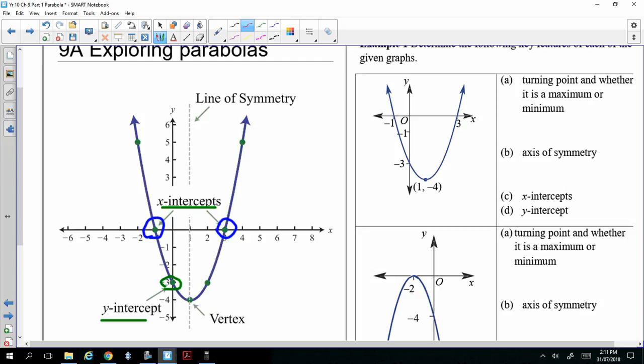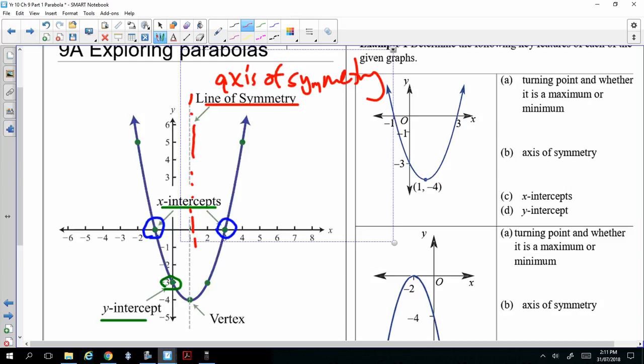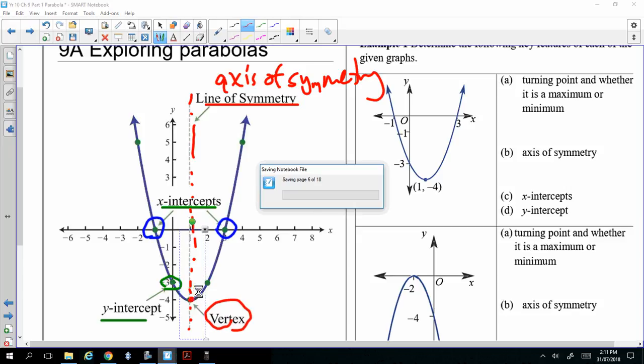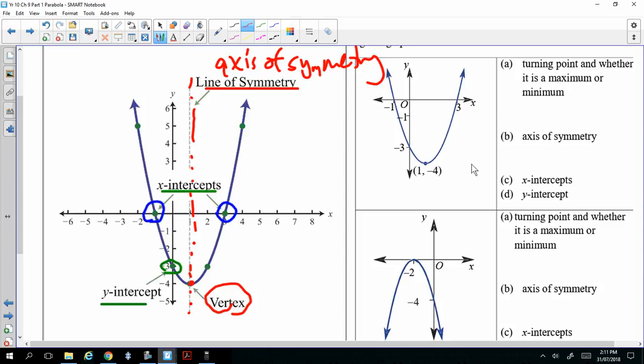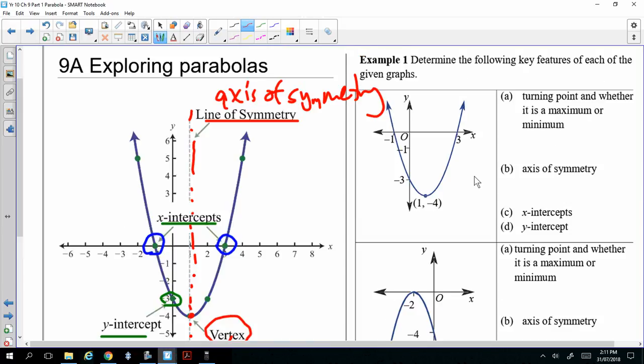Another feature of the parabola is the axis of symmetry. The axis of symmetry is a vertical line passing through the vertex. That's the vertex. So we're going to identify these features in these examples on your right, and then we're going to do more examples. Okay, good. Let's look at example 1.